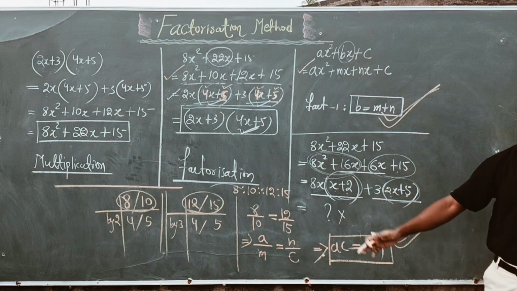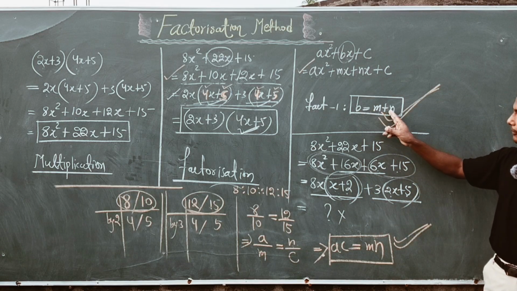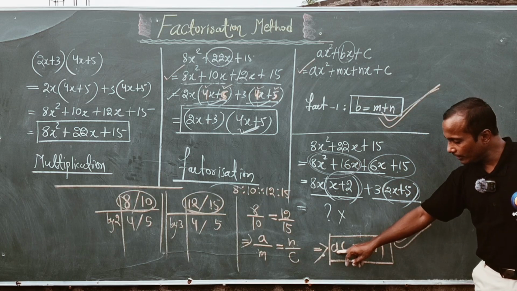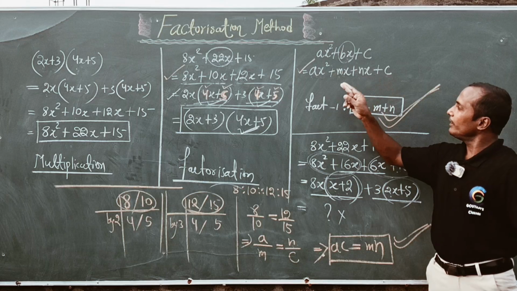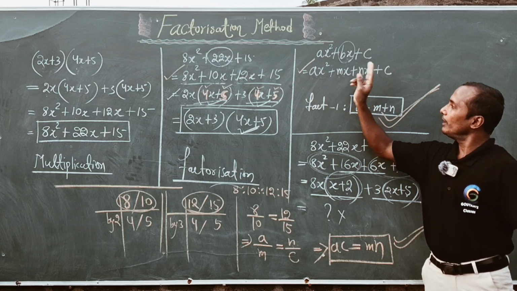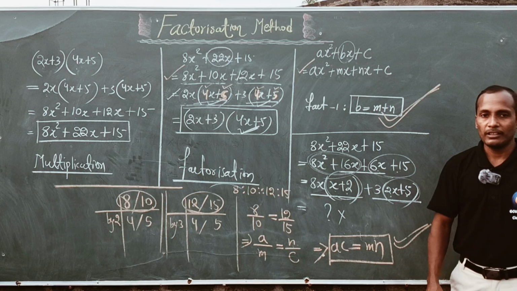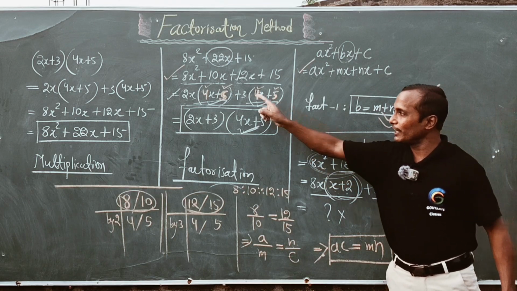So while doing factorization, we have to take care of these two facts. B has to be equal to M plus N, and the product of this M and N has to be equal to A into C. What is A and C? A and C are the constant term and the coefficient of the first term, the leading coefficient. So we have to take care of these two facts while factorizing. Then this miracle will happen.